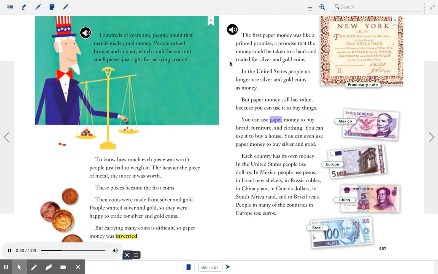But paper money still has value because you can use it to buy things. You can use paper money to buy bread, furniture, and clothing. You can use it to buy a house. You can even use paper money to buy silver and gold.